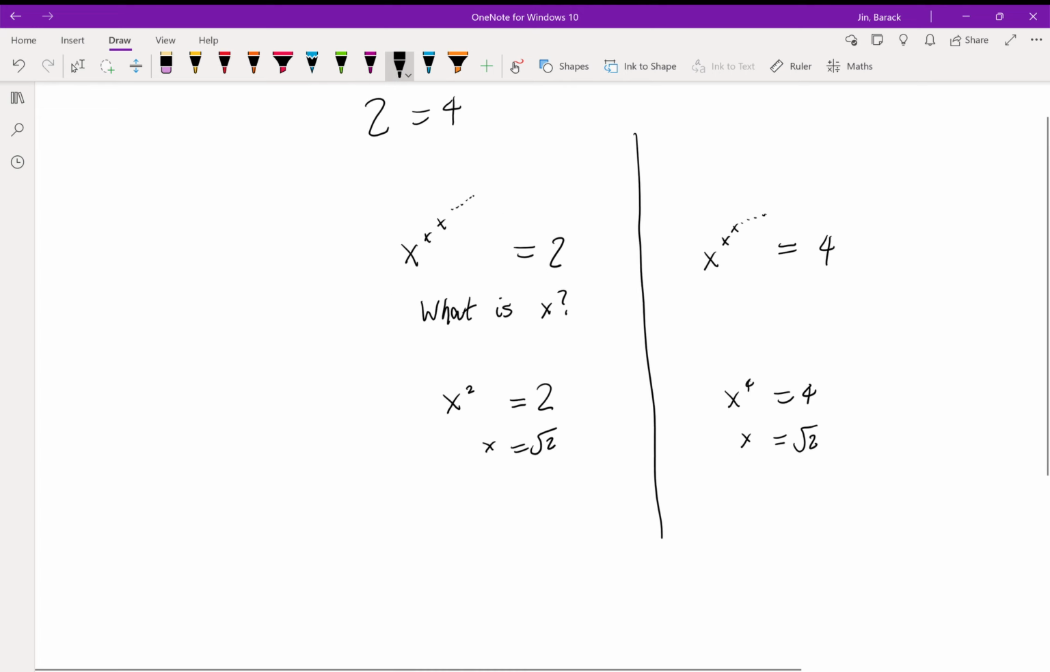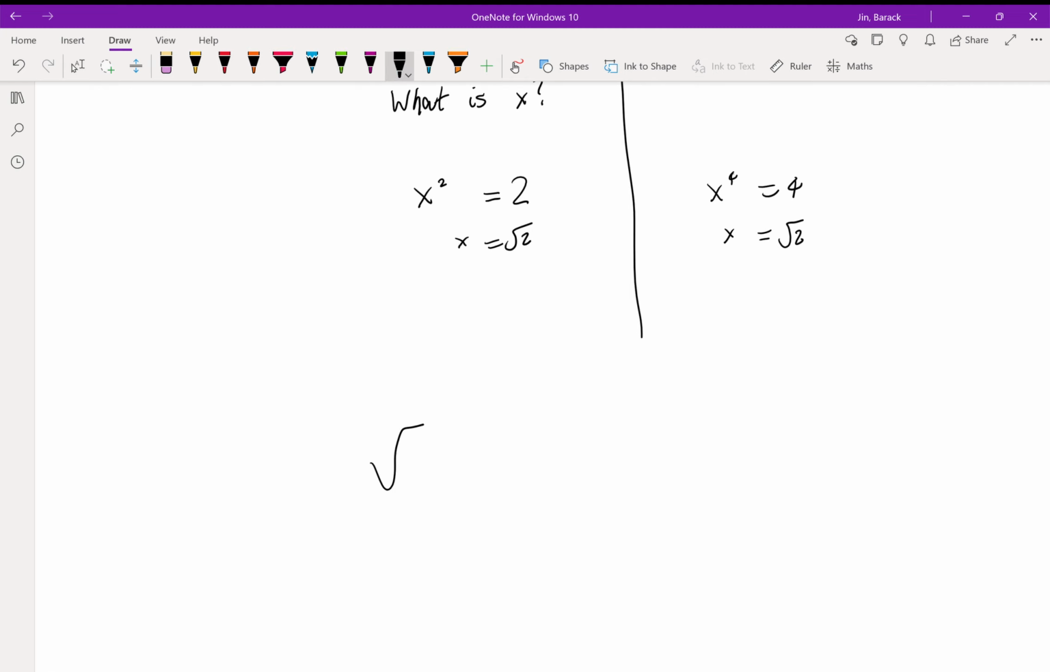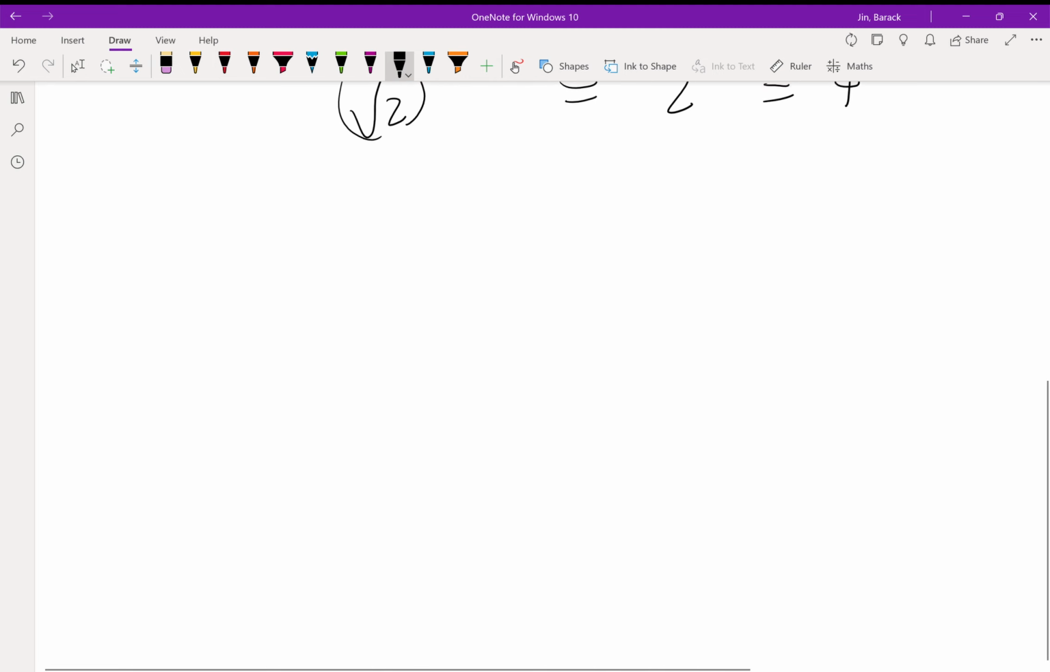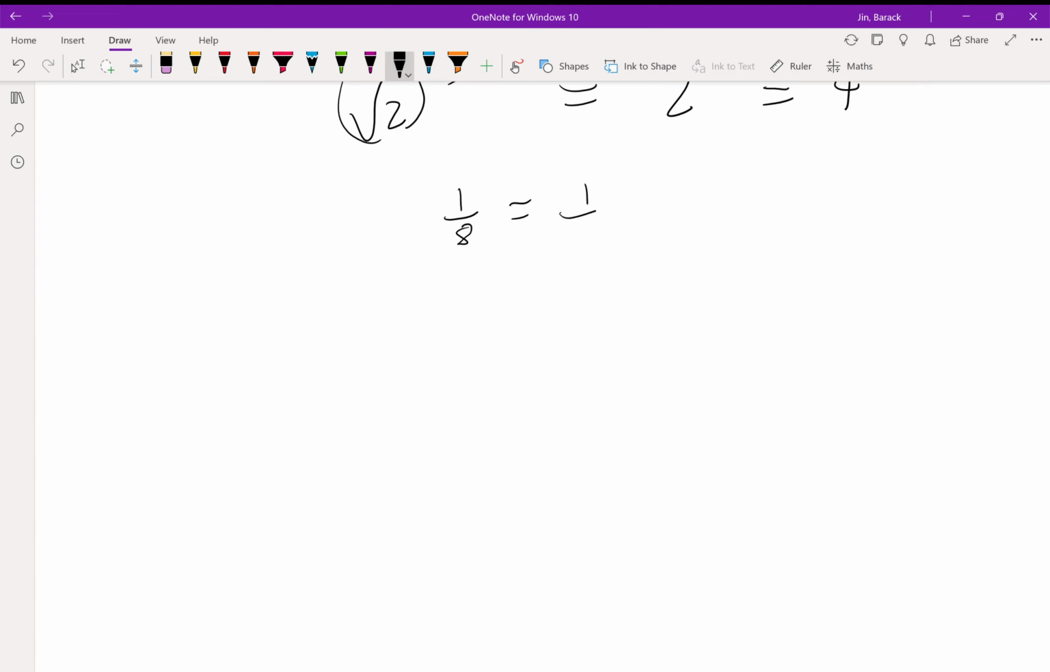So, now we consider this. Is this equal to 2 or 4? Or is it equal to both? And just like that, we proved that 2 is equal to 4. But I'm not done yet. I'm now going to prove that 1/8 is equal to 1/12.